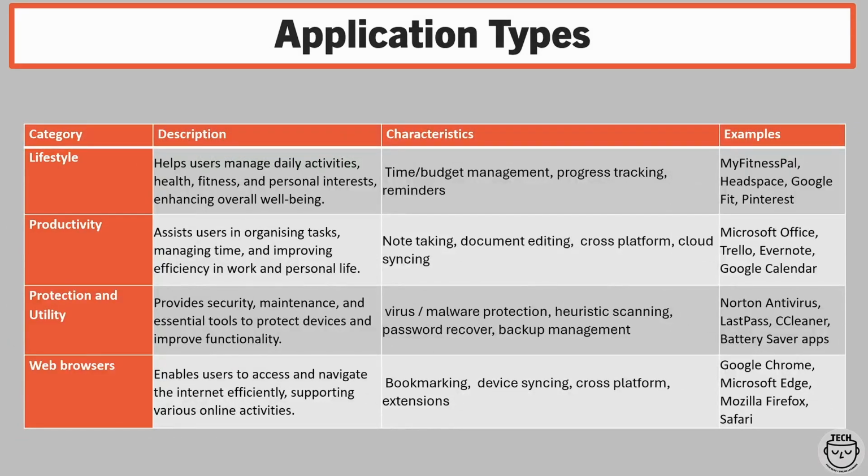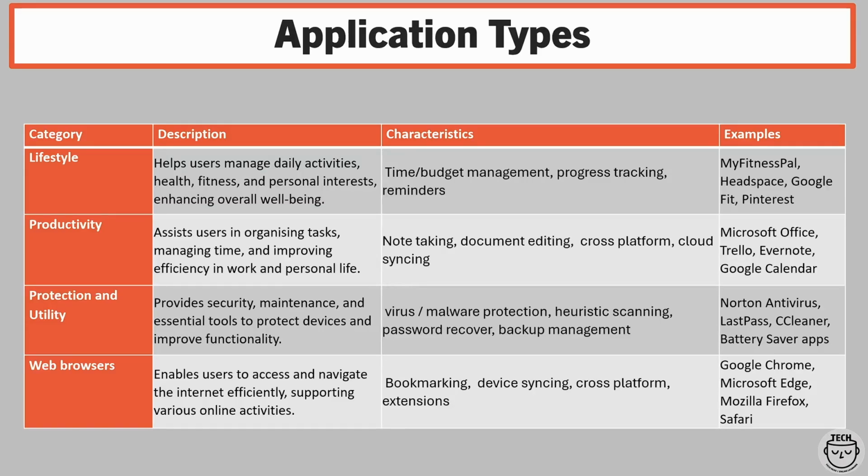Carrying on though, we've got lifestyle, so that's helping you manage daily activities. It could be things like MyFitnessPal for tracking your calories, Strava for running, Headspace for meditation and things. It's managing your daily activities, your health, fitness, trying to make your life better, your overall well-being. Characteristics, usually like time or budget management, progress tracking, reminders, that kind of thing.